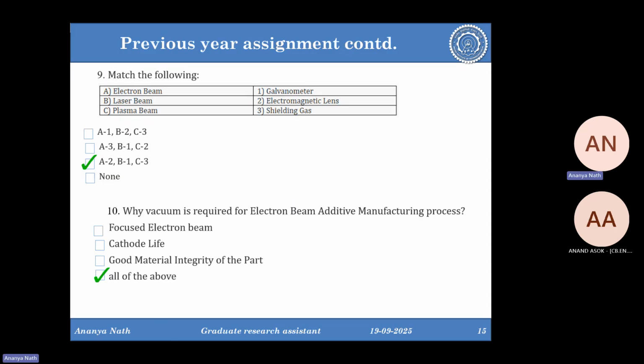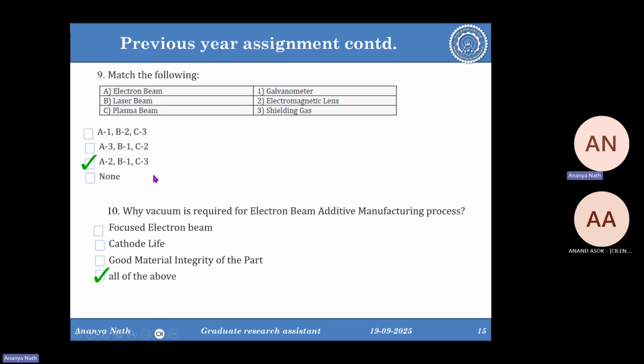I think it's okay. And as I was discussing about this 10th point, in plasma printing, the plasma beam and shielding gas are connected. How are they connected? See, if you have these three options, then only the plasma beam and shielding gas are present. So that's why they are together.